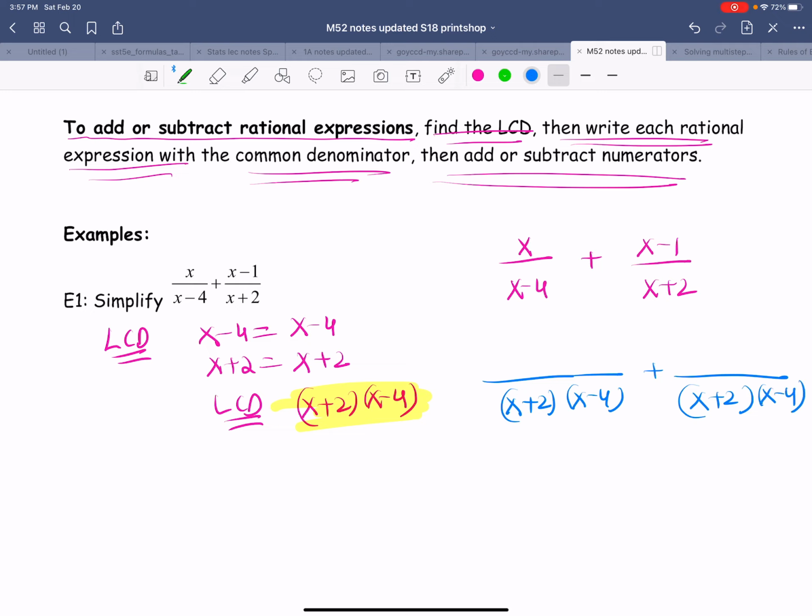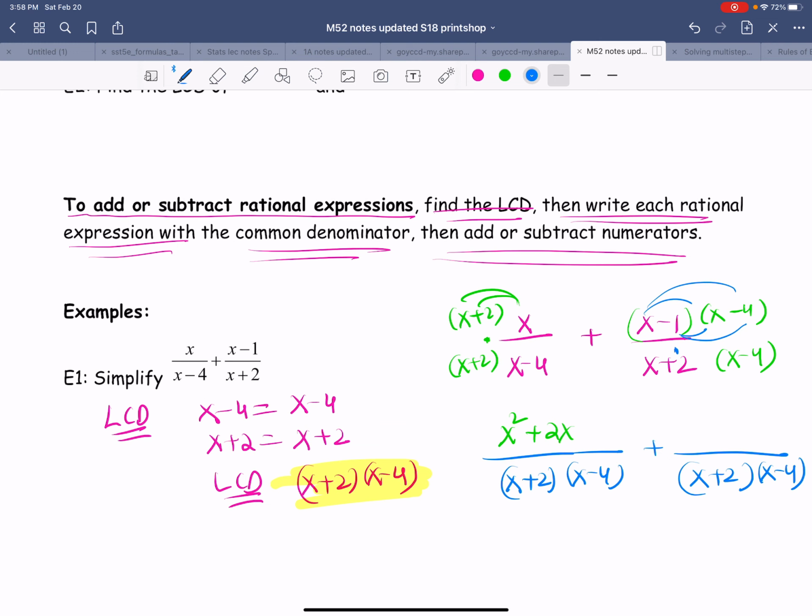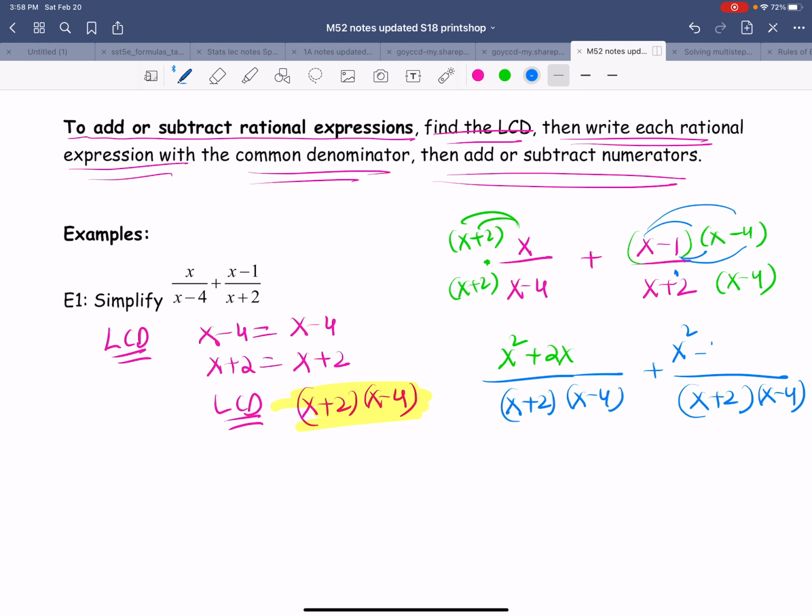So I'm going to write two equivalent fractions. What does the first fraction need to be multiplied with? Well, both numerator and denominator need to be multiplied with x plus 2 in the first fraction. And in the second fraction, numerator and denominator need to be multiplied with x minus 4. That leaves me with x squared plus 2x. And here we are dealing with binomials, so we're going to be foiling: first, outer, inner, last. So that is x squared minus 4x minus x plus 4.